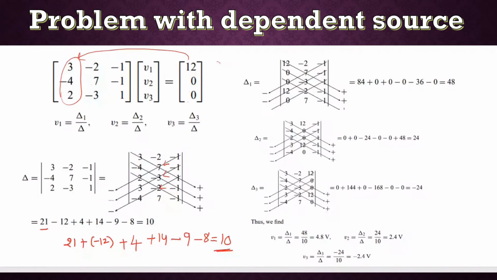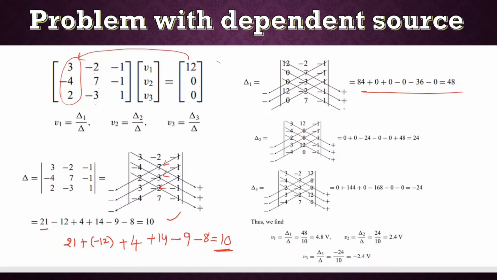Now del 1 is nothing but, as I told you, you have to replace the first column with 12, 0, 0. So 12, 0, 0 I have replaced, and the remaining -2, -1, 7, -1, -3, -1 you should write in the same manner as it is. Only the first column will be replaced by 12, 0, 0, and repeat the first two rows and apply the same procedure which you have done for this determinant and find the determinant. You will get 48.